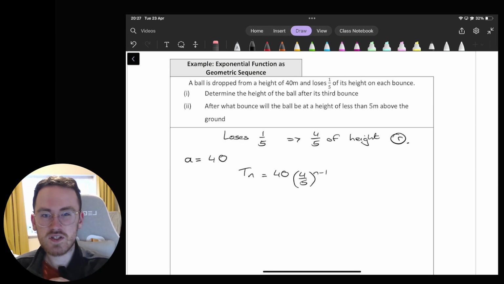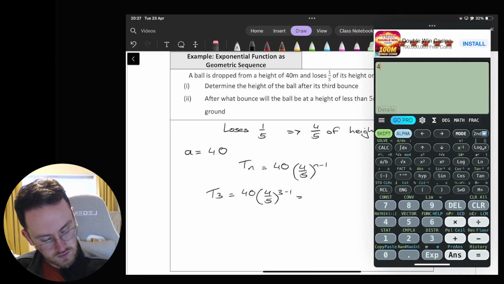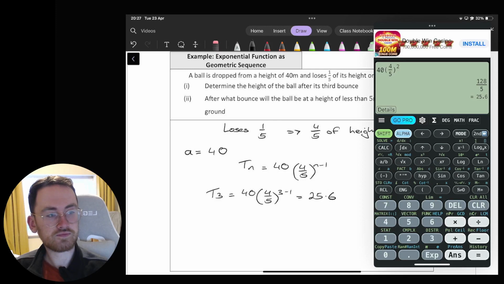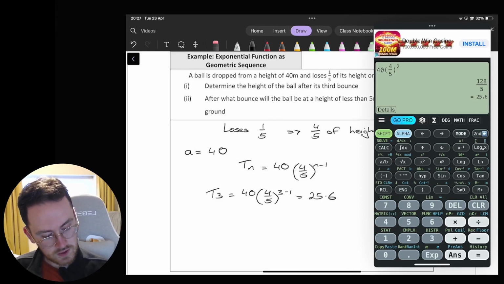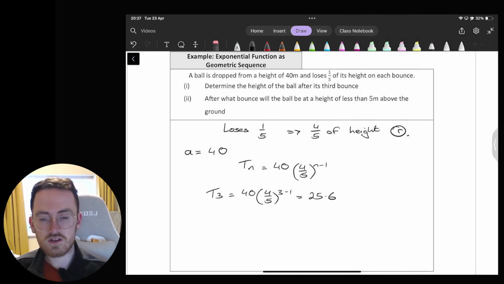After what bounce? So determine the height after its third bounce, so that's T3. So 40 times 4/5 to the power of 3 minus 1, which is going to give me an overall answer of 40 times 4/5 squared, which is 25.6. Third bounce, yes. Okay, so third bounce there.